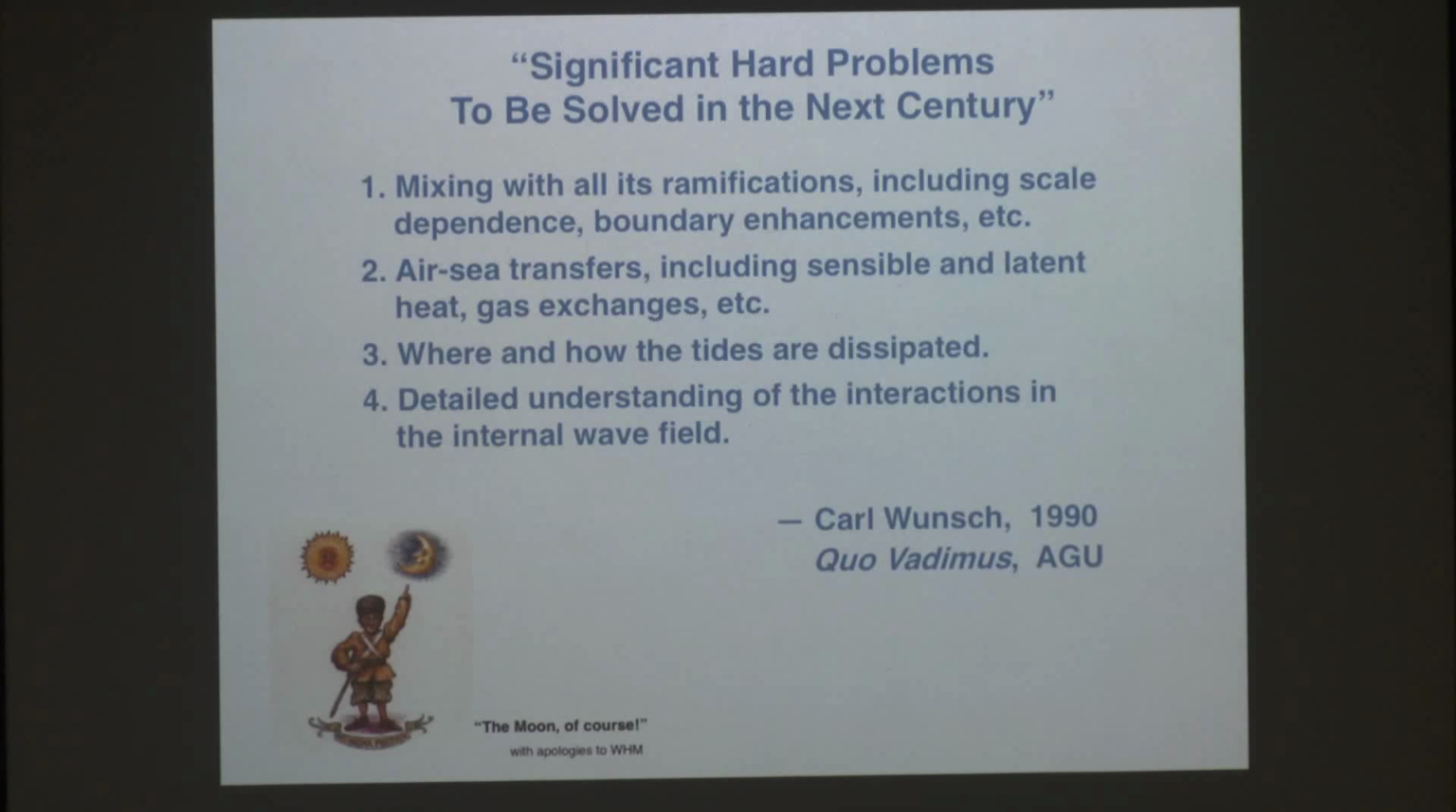I'll give the last word to Carl Wunsch. Back in 1990 at an IUGG meeting, it was some kind of a global general session on the state of affairs toward the end of the century. Carl came up with a list of significant hard problems in physical oceanography to be solved in the next century, meaning the century we're now in. And this is Carl Wunsch's 4 problems, and you could probably think of some other ones. Mixing with all its ramifications, including scale dependence, boundary enhancements. Air-sea transfers, where and how the tides are dissipated, detailed understanding of the interactions in the internal wave field.